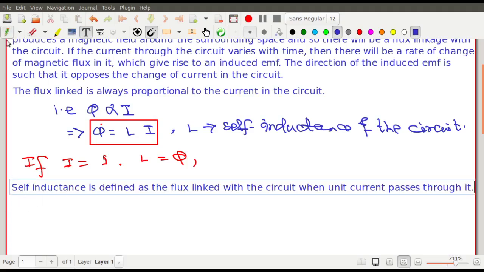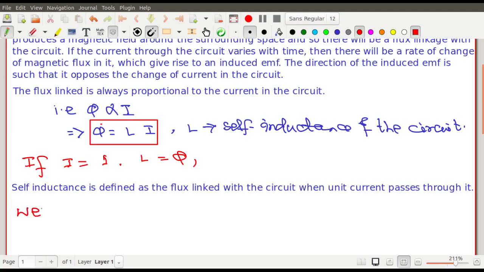আচ্ছা, there is another definition, one more definition. দেখো এখানেতে there is another definition of this inductance. We know induced EMF E equals d phi by dt.